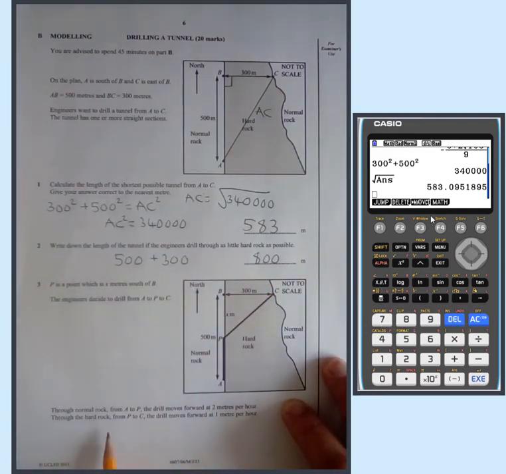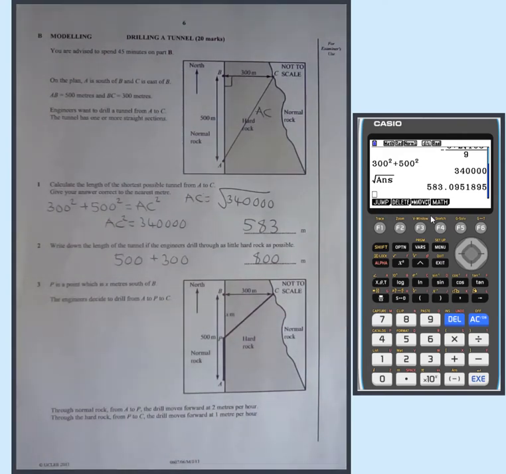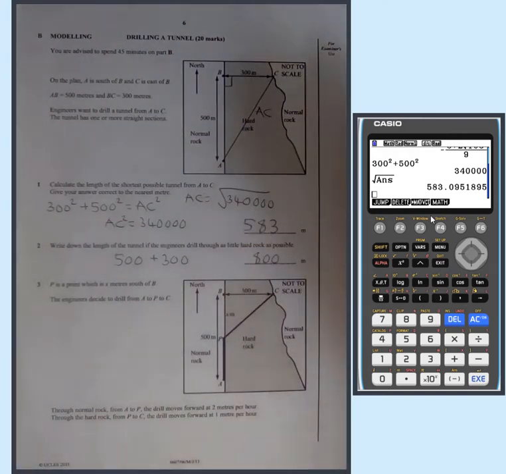Through normal rock from A to P, the drill moves forward at 2 meters per hour. Through the hard rock from P to C, this bit, it moves forward at 1 meter per hour. So you would expect that it goes slower through the harder, more challenging rock.